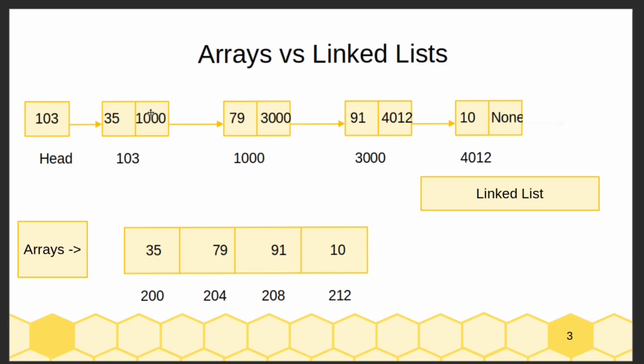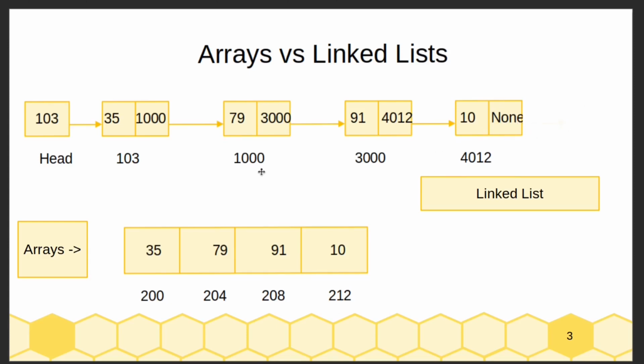Like here, this data 35 is stored in the data part of this node, and the next node's address is stored in its next pointer, which is 1000 here. Similarly, for this address, we are storing it in this next pointer, and this one here, and at last we have none, which represents that this is the end of the linked list.